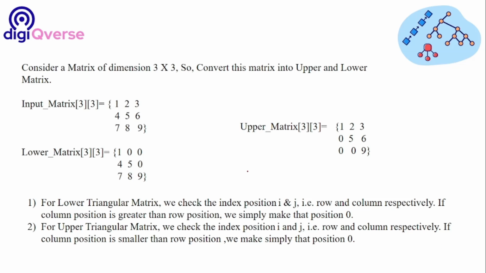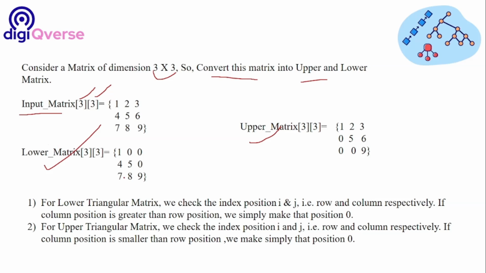As an example, let's consider a 3 by 3 matrix and convert it into the upper and lower matrix. We have defined the array named input matrix with 3 rows and 3 columns, and we initialize the elements 1 2 3 4 5 6 7 8 9 as in matrix notation. So what I will do is define the lower matrix and the upper matrix of the given array.